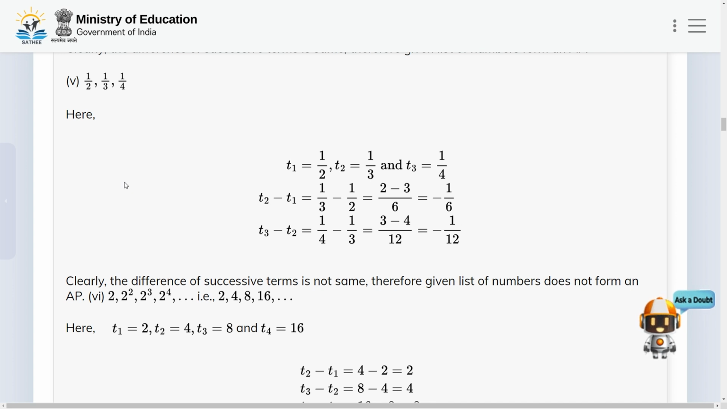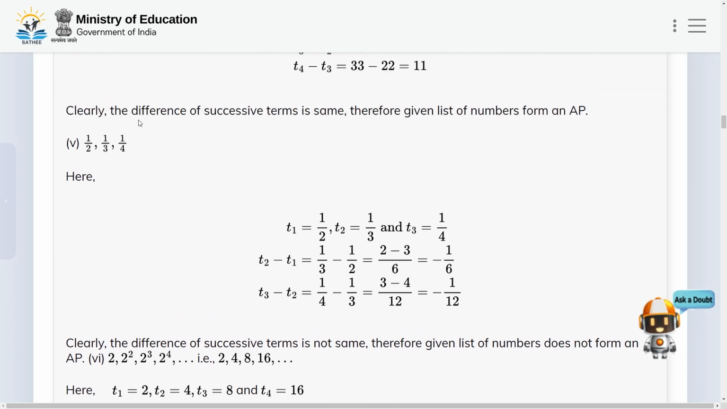Okay, so here we get the difference T2 minus T1 is equal to minus 1 by 6, and T3 minus T2 is equal to minus 1 by 12. So clearly T2 minus T1 does not equal T3 minus T2. The difference of successive terms is not same. Therefore the given list of numbers 1 by 2, 1 by 3, 1 by 4, dot dot dot does not form an AP.